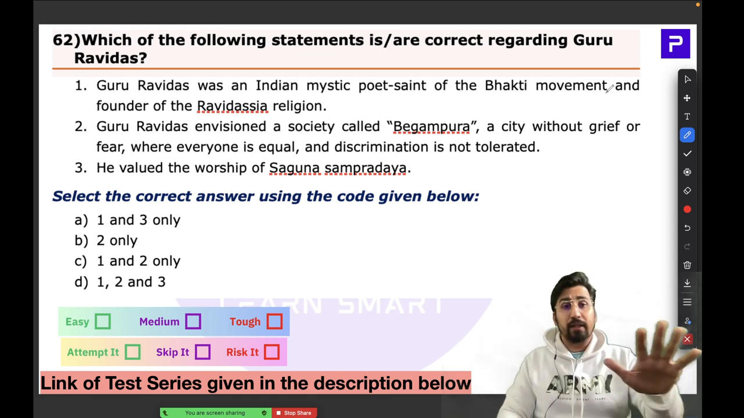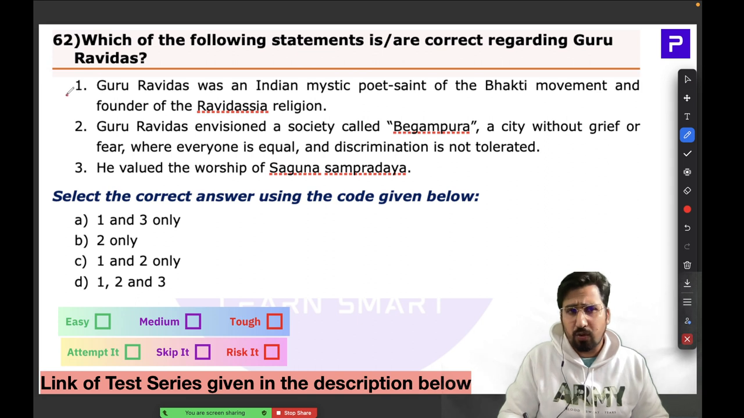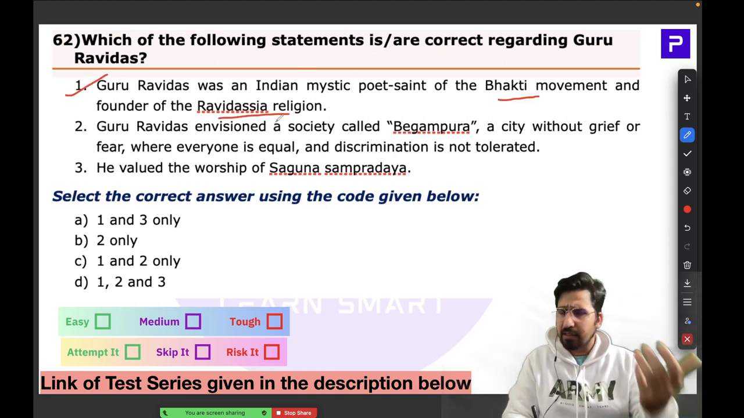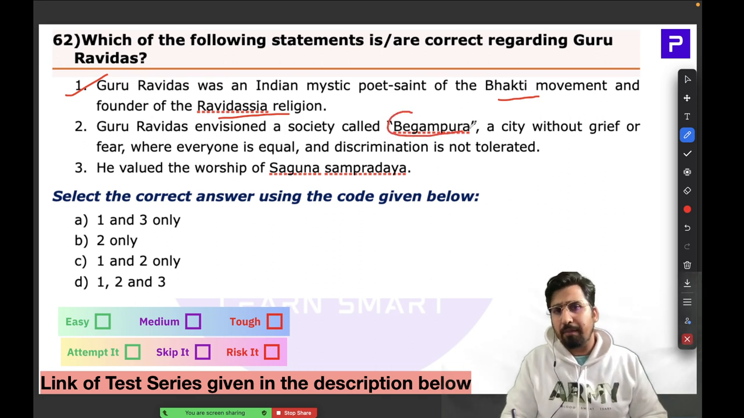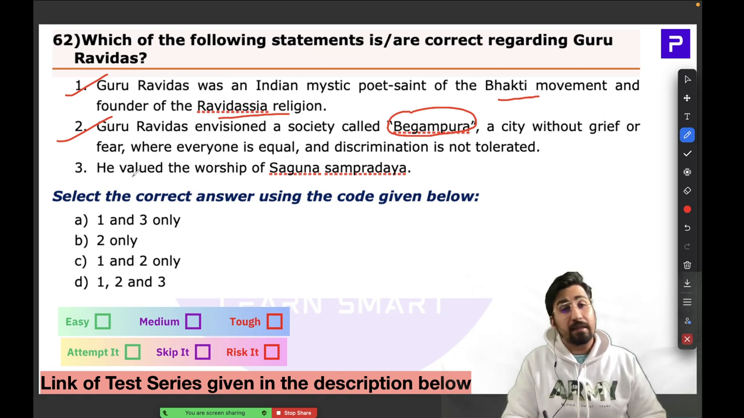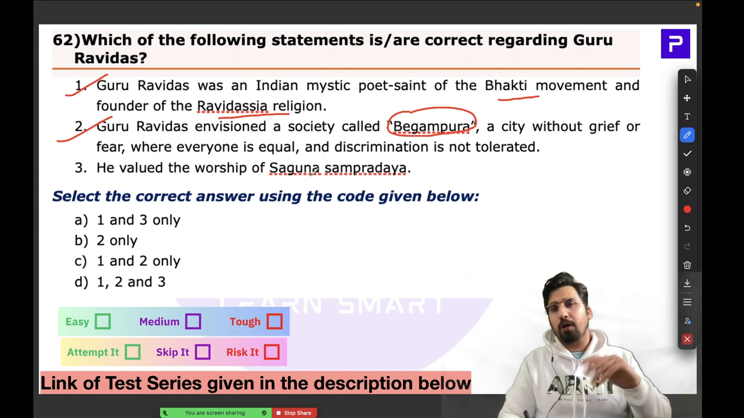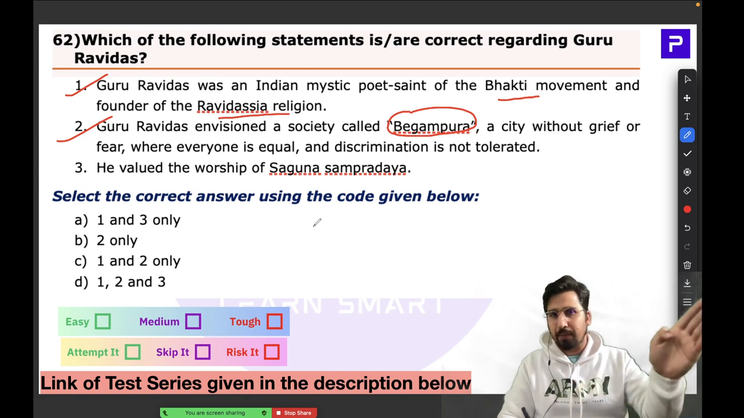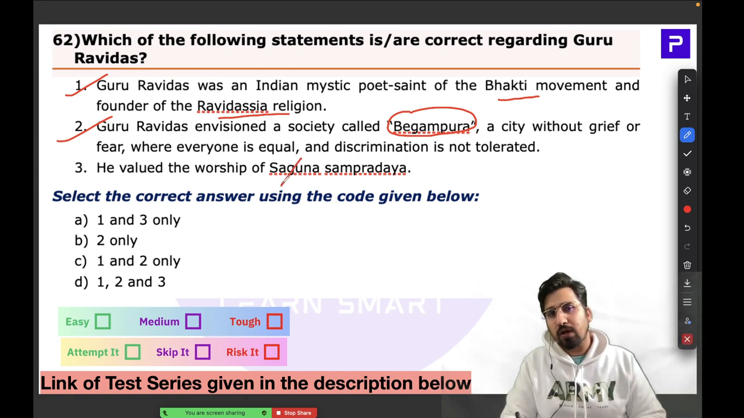Now, if you look at the question, yes, the first statement looks quite good. It's a fact-based question. He belonged to the Bhakti movement and he started this particular religion. His society called Begumpura is absolutely correct. The name itself says a lot. But look at the third statement. This is something you cannot predict. You have to be good with the information. Like I told you, always try to remember the famous people of the Bhakti movement and which particular section they were with. Guru Ravidas was not Sagun Sampradaya. He was with the Nirgun Sampradaya, which is formless worship of God.